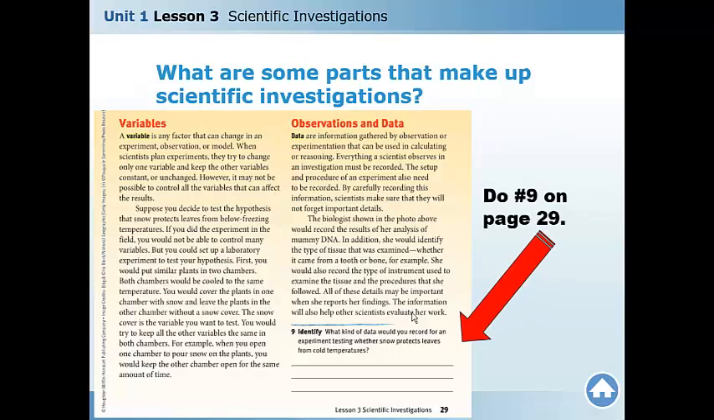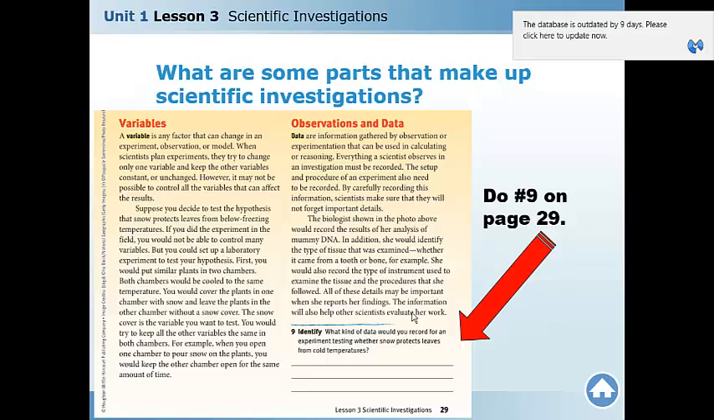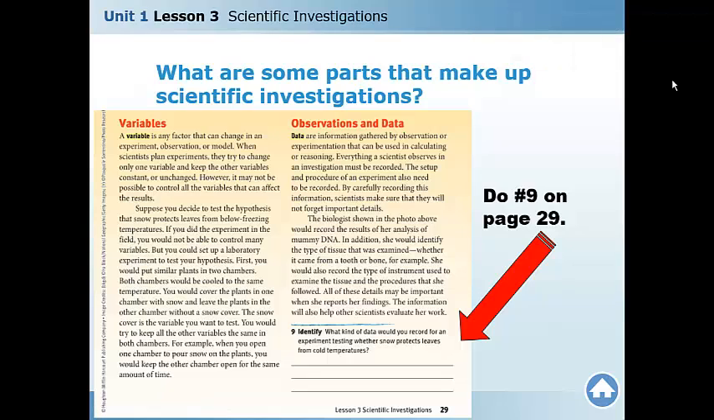Okay, I'd like you to do number 9 on page 29. Go ahead and pause the video and identify what kind of data you would record for an experiment that tests whether snow protects leaves from cold temperatures.